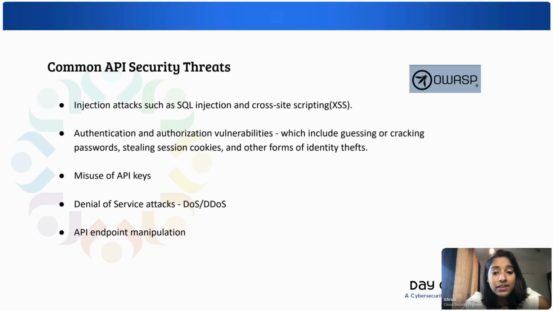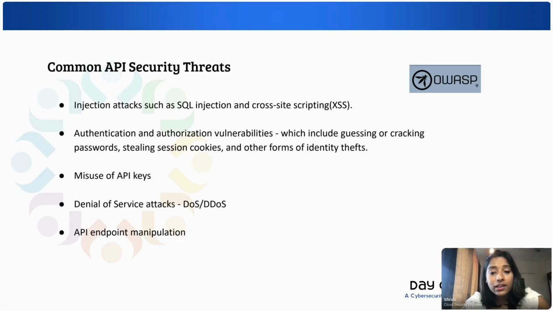The first one is injection attack and cross-site scripting attack. Injection attacks occur when malicious code or data is injected into an API request. This can include SQL injection, where the attacker injects SQL code into the API request to gain unauthorized access to the database. While in the cross-site scripting attack, the attacker injects malicious code into the web page that is accessed through the API.